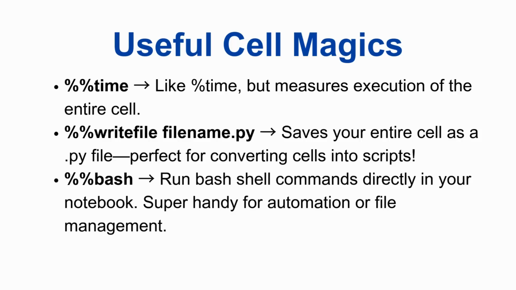Now for the cell magics. These are great when you want to apply something to the whole cell. %%time is like %time, but it measures execution of the entire cell. If you want to save your entire cell as a .py file, you can use %%writefile and then write the name of your file followed by .py. So it is perfect for converting cells into scripts.